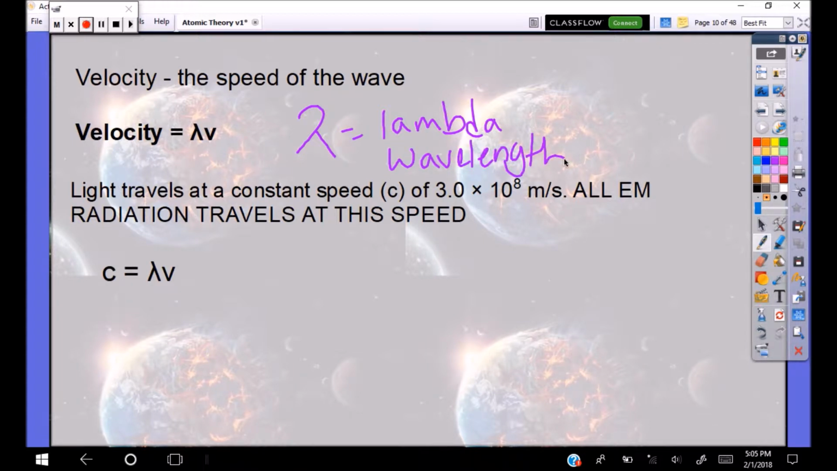So lambda, your wavelength, times your frequency, gives you your speed. Now, in terms of electromagnetic radiation, everything travels at the speed of light, which is a constant speed of 3.0 times 10 to the 8th meters per second. So we can substitute that into our equation, and we get c is equal to lambda nu. So the speed of light is equal to the wavelength times the frequency.